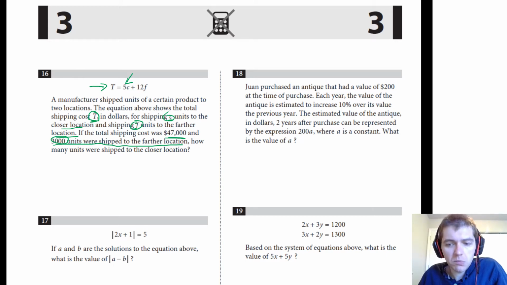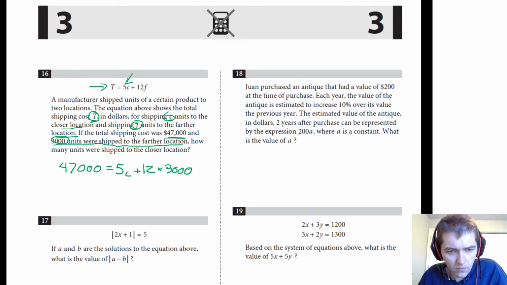So go ahead, plug the numbers they give you into this equation. It's the no calculator section, but you have to fill in the answers. So usually in this case, the numbers will sort of fall out. You could solve for C first, then plug in numbers. It's probably easier to just plug in numbers and see how they work out for you. So let's plug it in. You'll have 47,000 is equal to 5C plus 12 times 3,000. 12 times 3 is 36, so you have 36,000.